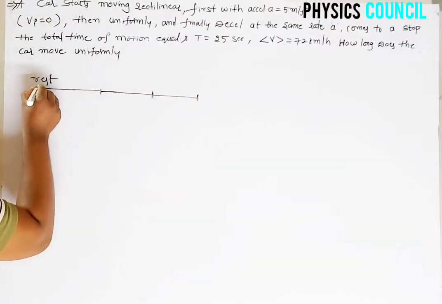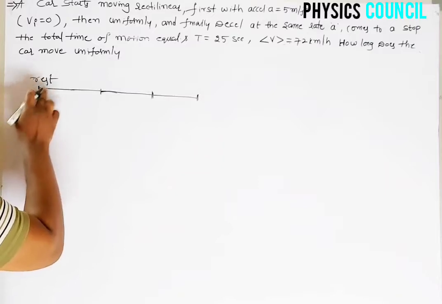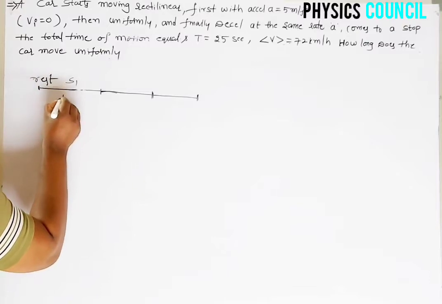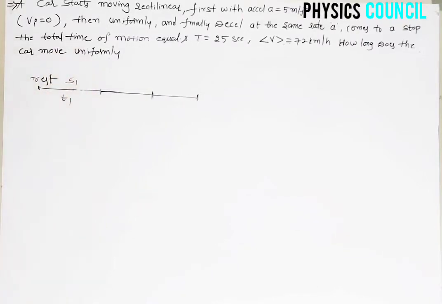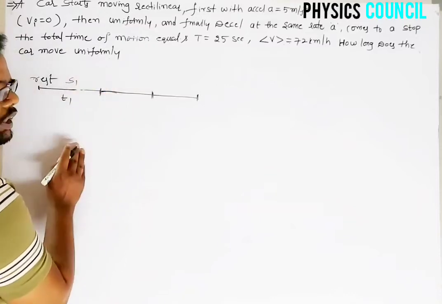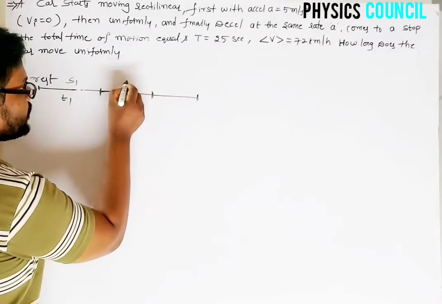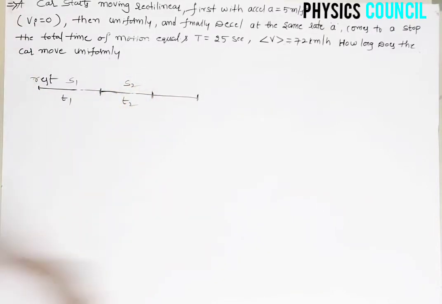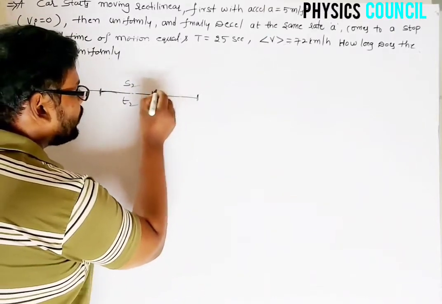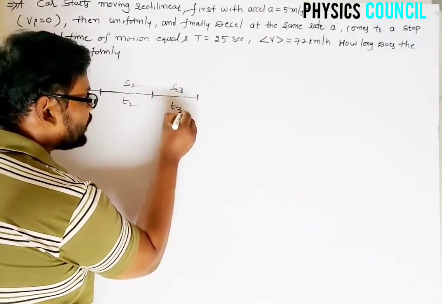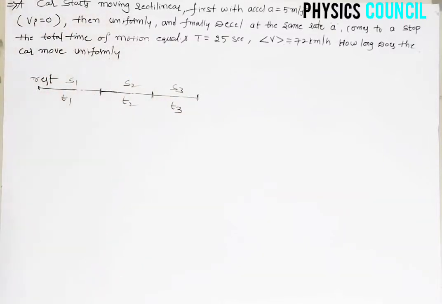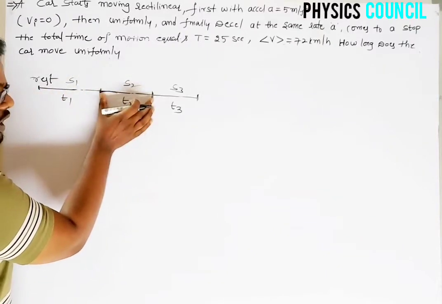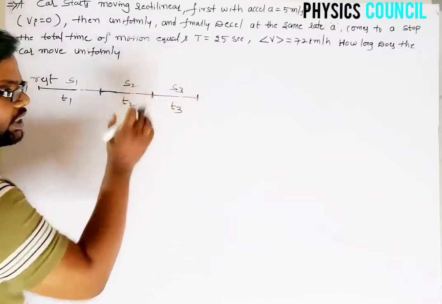So now the car traveled a distance s1 in time t1 in the case of accelerating motion, then the car traveled a distance s2 in time t2, and the car traveled a distance s3 in time t3 in the case of deceleration motion, isn't it? This is accelerating motion, this is uniform motion, and this is deceleration motion.